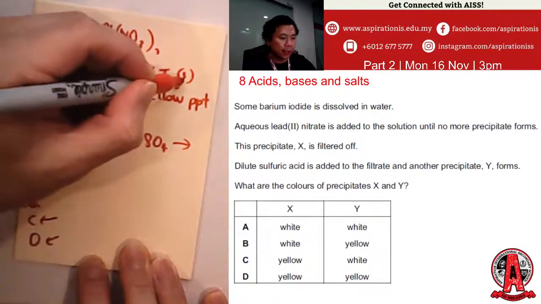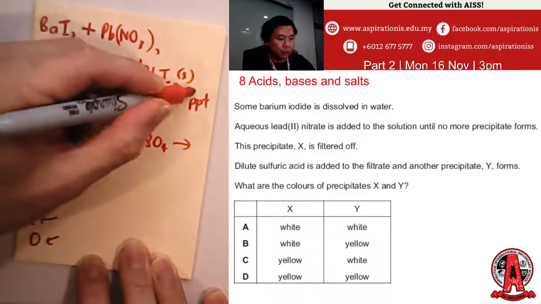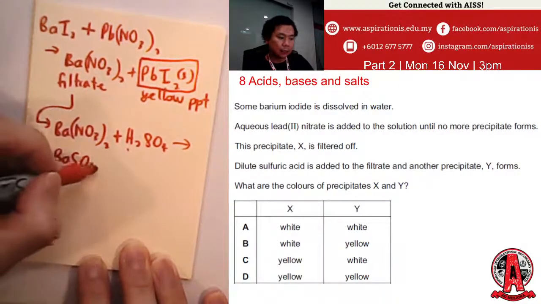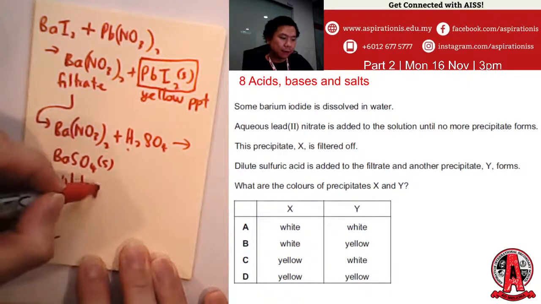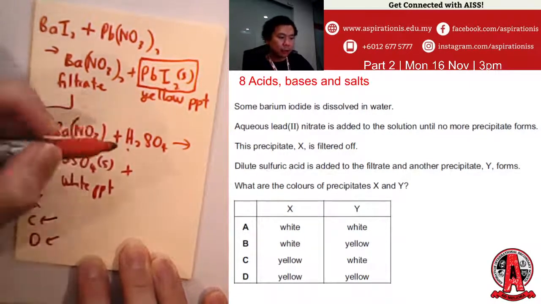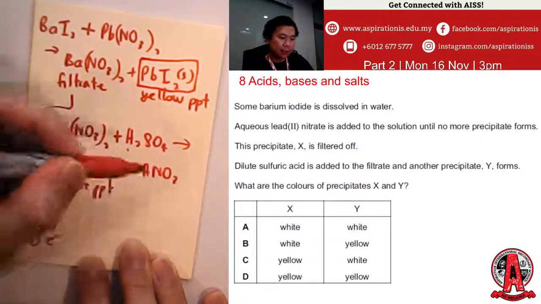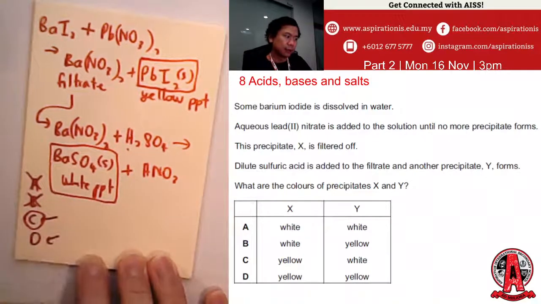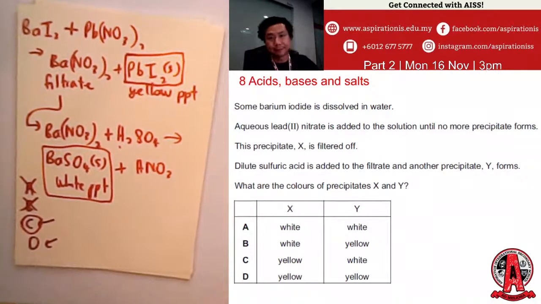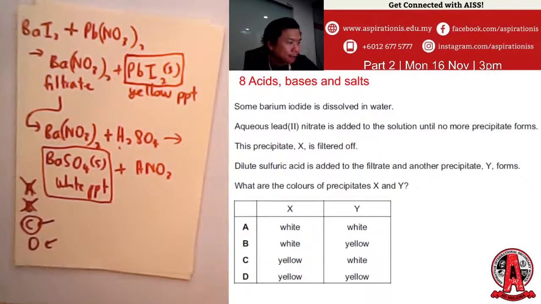So you all know that lead iodide, you have to memorize that it is insoluble. The same as barium sulfate. Yeah, barium sulfate is a white precipitate, and you're going to get nitric acid. So yes, the answer is C. I hope this is clear.